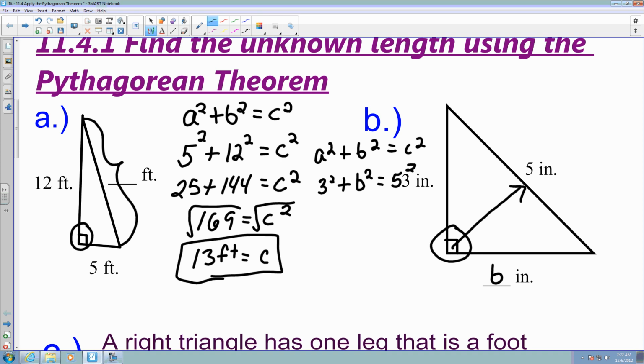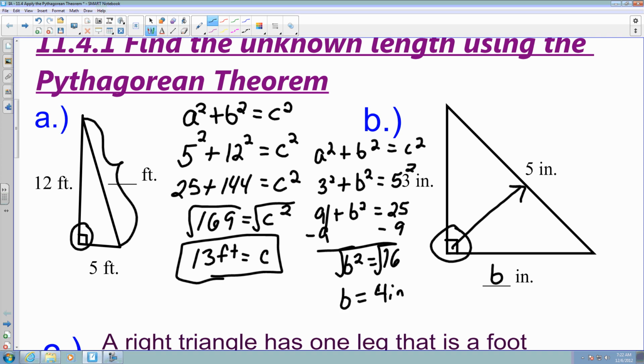So I'm going to square these values, so that gives me 9 plus B squared equals 25. Now we just do some algebra, so I'm going to subtract 9 from both sides. That cancels, which leaves me with B squared equals 16. And if we take the square root of this, we can find that B equals 4 inches. Okay?